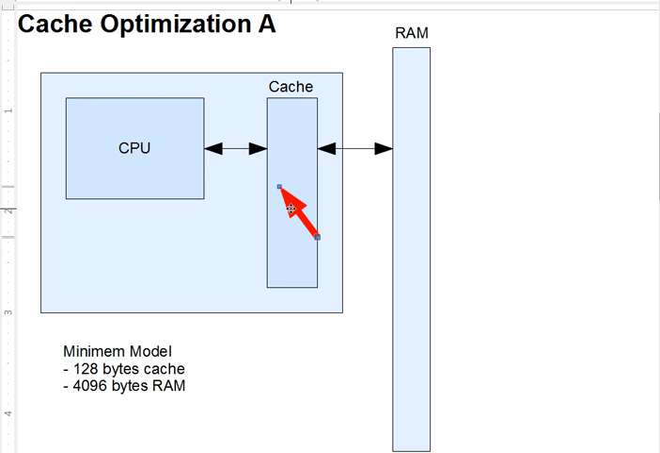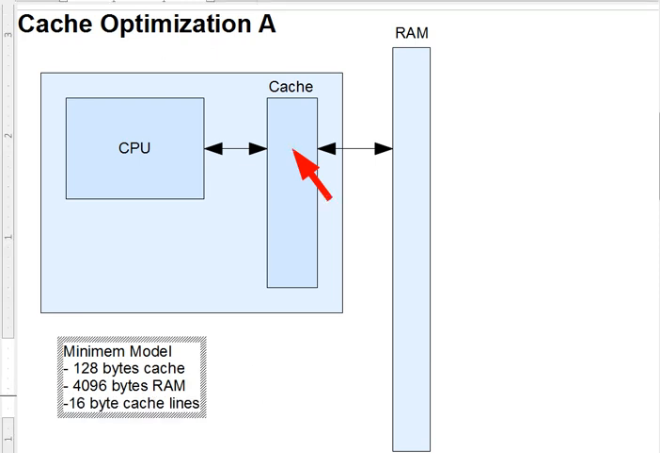not common. Instead, a typical cache is organized in groups of bytes called cache lines, with specific areas of RAM devoted or assigned to specific cache lines in the cache. A cache line is larger than a memory word, typically large enough to store several memory words. Our minimum model will have 16-byte cache lines.